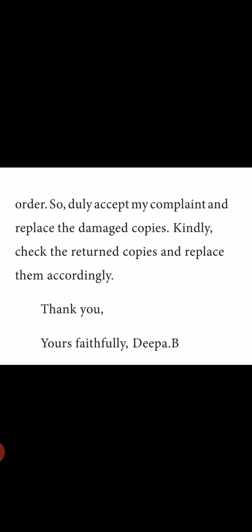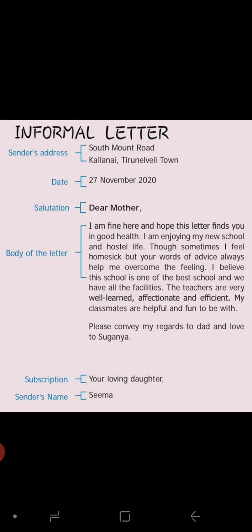Now shall we see what an informal letter is? What is an informal letter? Already I told you what an informal letter is: a letter to your friends and relatives. Okay. Then in an informal letter, you have to write the following information. It includes the sender's address, that is, the from address. No need to write the name, but the sender's address.